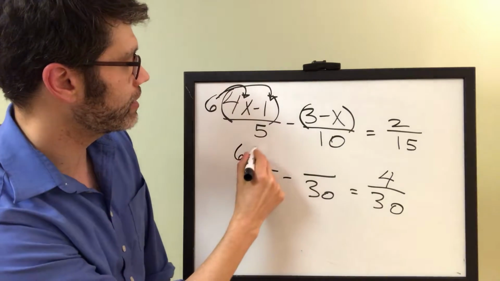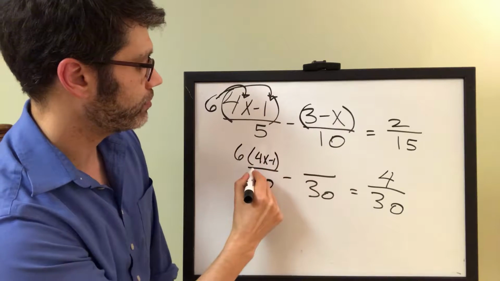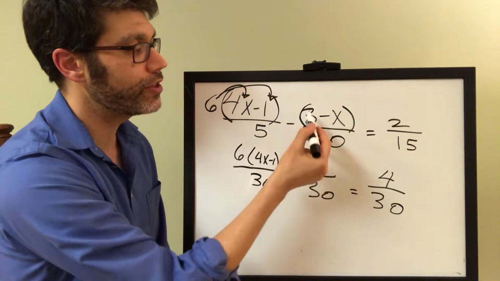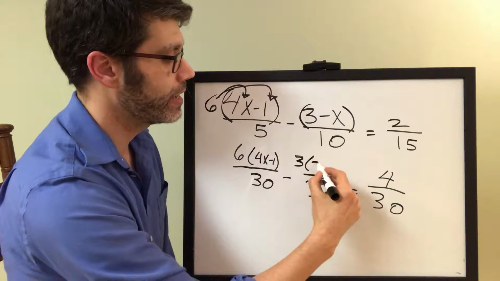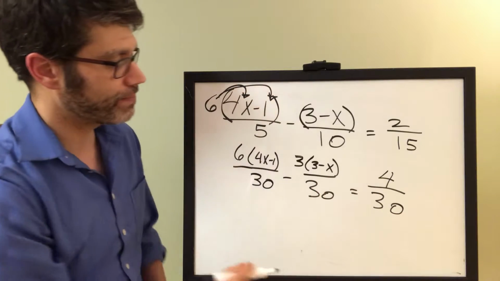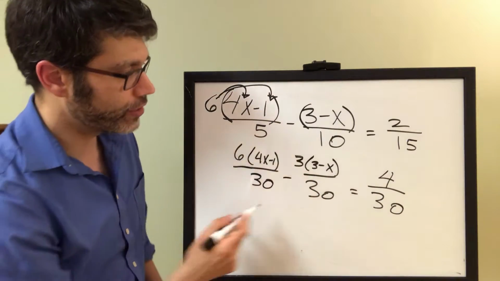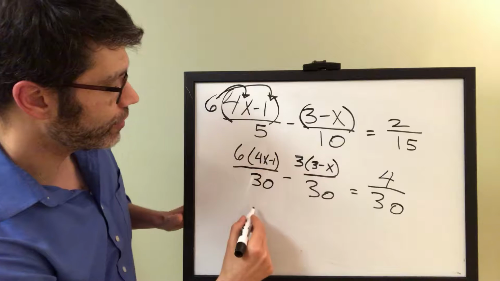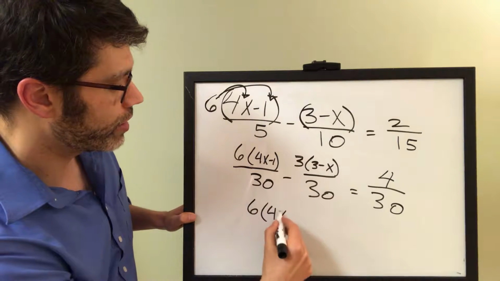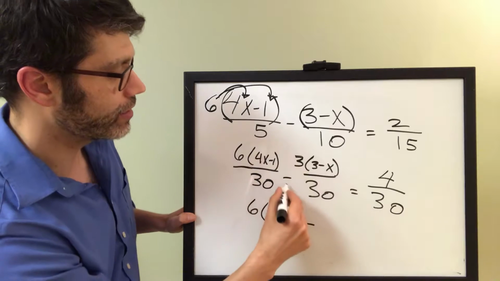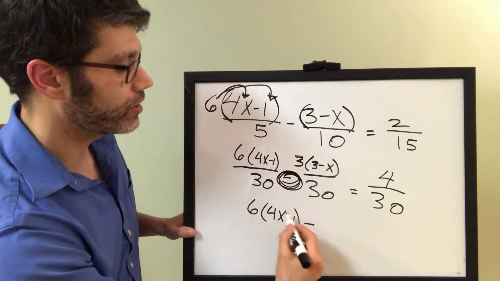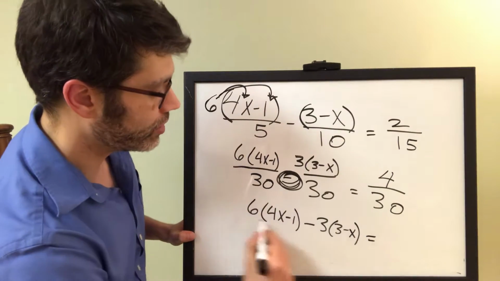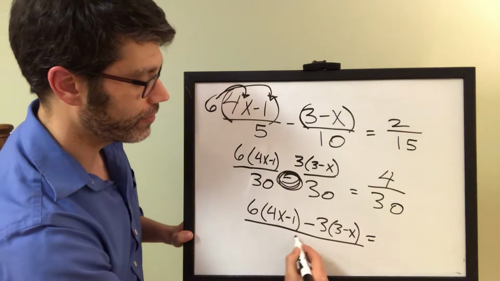Okay, so anyway, we have 6 times 4x minus 1. And then here, we pump 10 up by a factor of 3 to get to 30. So we need to pump up the numerator by a factor of 3. So we'll multiply 3 times the quantity 3 minus x. All right, great. So now, what we can do is we can actually work with these fractions because they have common denominators, all right? So what we can do is we can say 6 times the quantity 4x minus 1 minus, because there's a subtraction symbol here, we're subtracting 3 times 3 minus x, okay? And this is all going to be over this common denominator of 30 now.